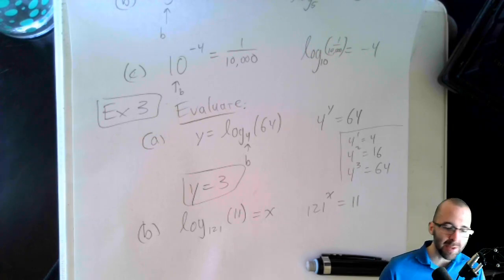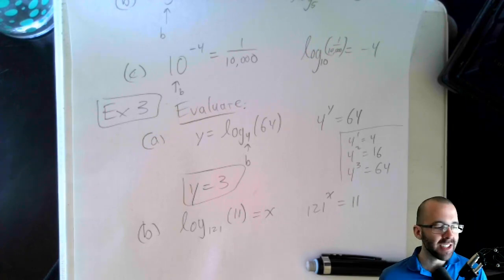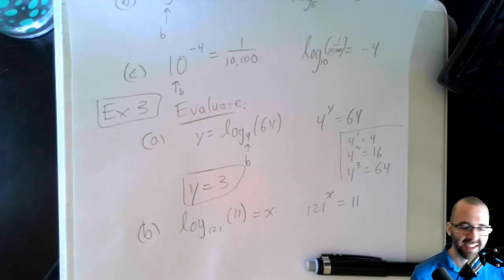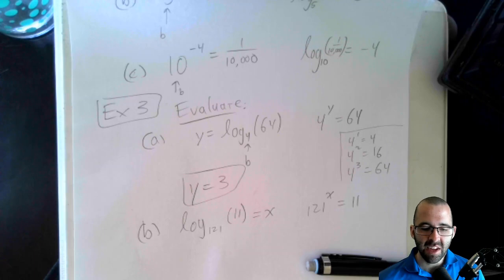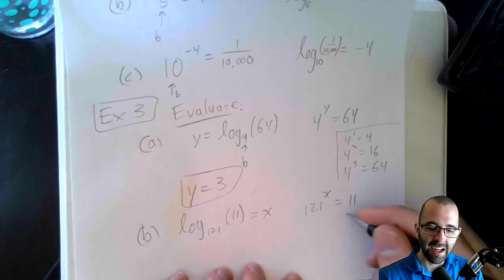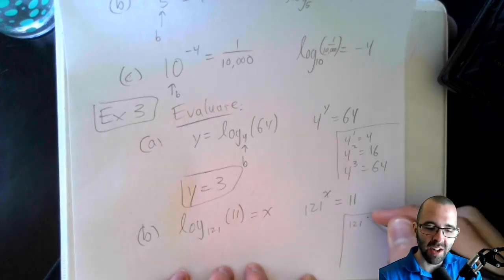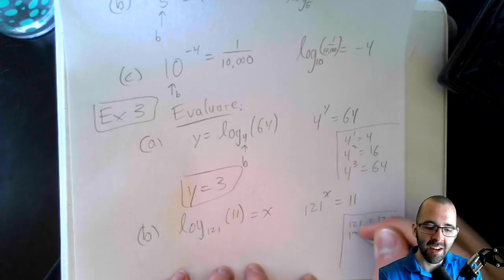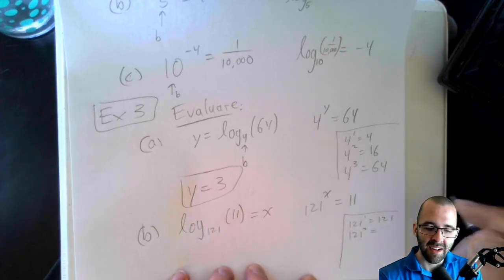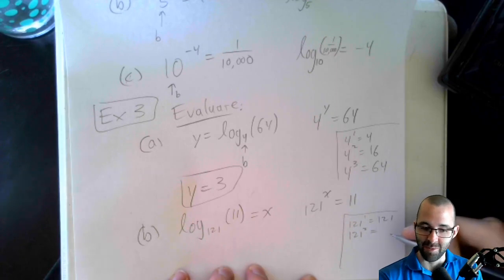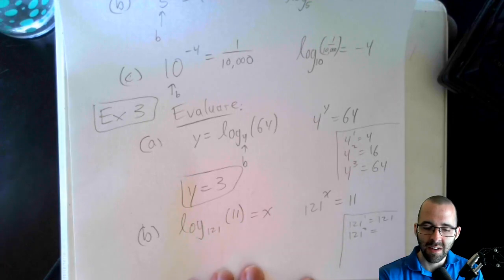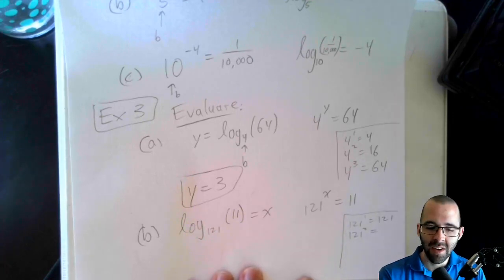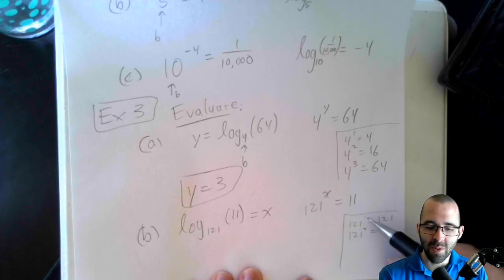So this one's trickier. What's going on with this one? Does anybody have any ideas? Because if we did the same thing, 121 to the first power is 121. 121 squared is, I don't know, something really big. We need it to be 11. So what do we do? We have to remember how exponents work. We're going the wrong direction.